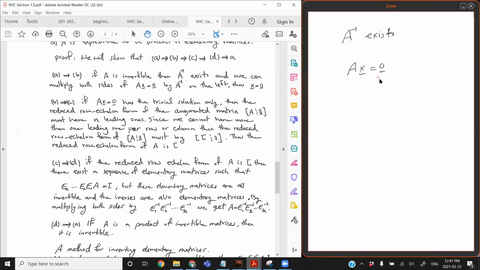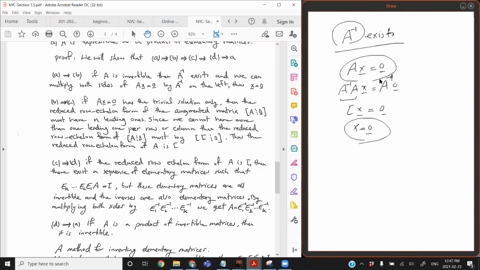this linear system can be multiplied by this A inverse, which is not imaginary and exists, on the left. So we can multiply A inverse AX and A inverse times 0. Since A inverse A is I, we get IX equals, and we also know that any matrix times 0 is 0. That means X is 0. So if A inverse exists, then this system can only have one solution, the trivial solution. So that establishes A implies B.